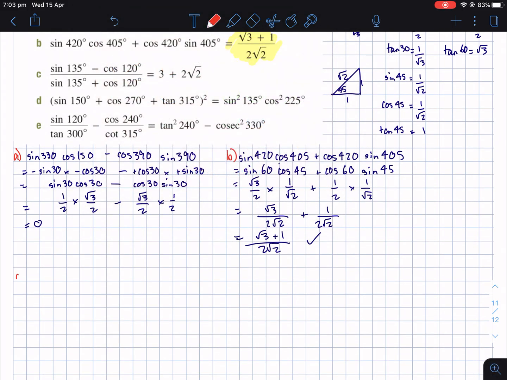Question C. We've got sine 135 take cos 120 over sine 135 plus cos 120. Now, sine 135 is the same as positive sine 45. We're subtracting negative cos 60. And it's over positive sine 45 plus negative cos 60.